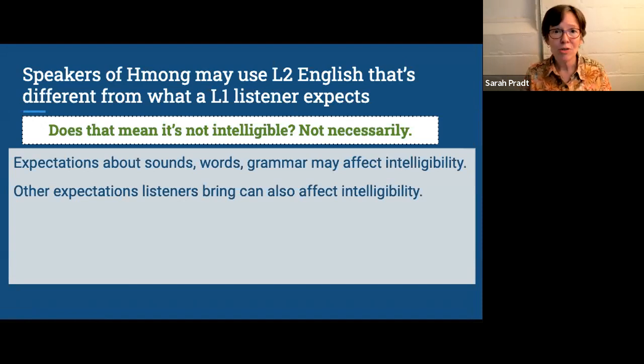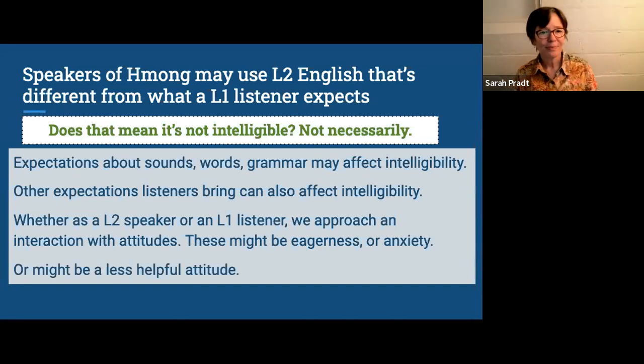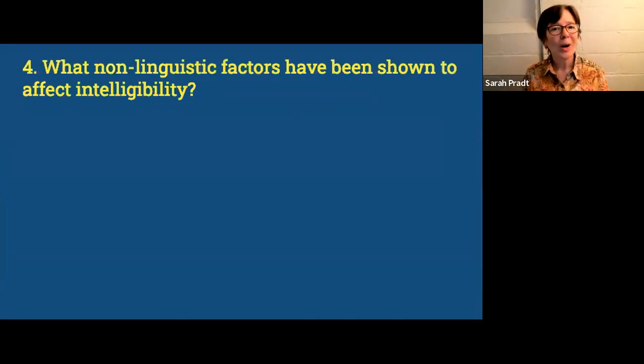And every interaction we have, whether we are the listener, the speaker, the L1, the L2, we approach with attitudes. Might be eagerness. I can't wait to hear what this person has to say. Might be anxiety. Will they understand me? Will I be understood? And it might be an attitude that is less helpful. And that takes me to the next question, which is, what non-linguistic factors have been shown to affect intelligibility?